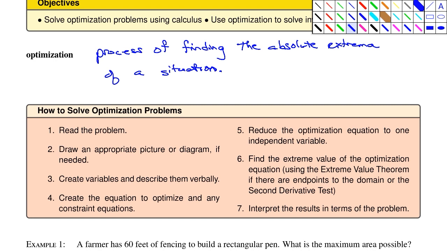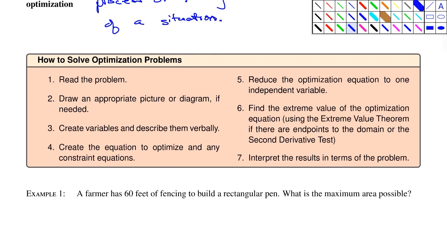So here's the general strategy for solving an optimization problem. Number 1, read the problem. Number 2, draw a picture, if appropriate. Number 3, create variables and describe them verbally with words. Number 4, create the equation to optimize and find any constraint equations. So this is the one where you create the equation that you want to find the maximum or minimum value of. You'll read the problem to figure out which equation that should be. And then if there's anything that's constraining that equation, you'll write those equations down as well.